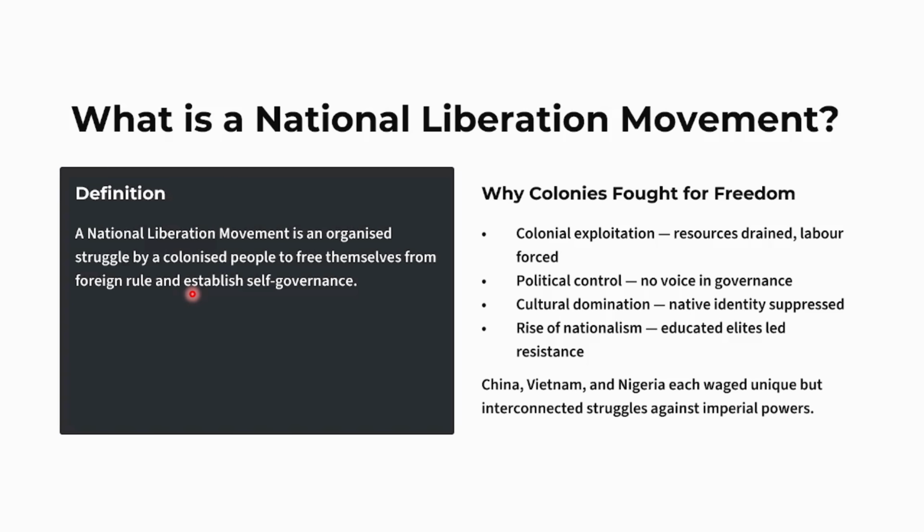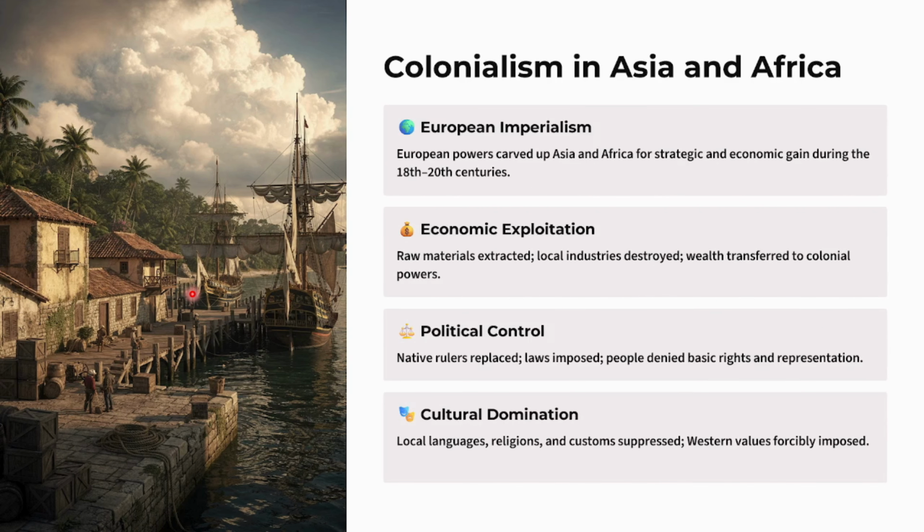China, Vietnam, and Nigeria each waged a unique but interconnected struggle against imperial powers. So, colonialism in Asia and Africa: European imperialism, economic exploitation, political control, and cultural domination. European powers carved up Asia and Africa for trade and economic gain during the 18th to 20th century.